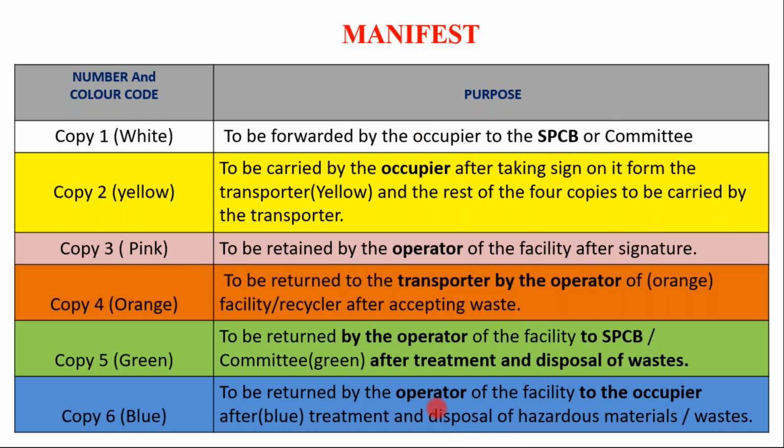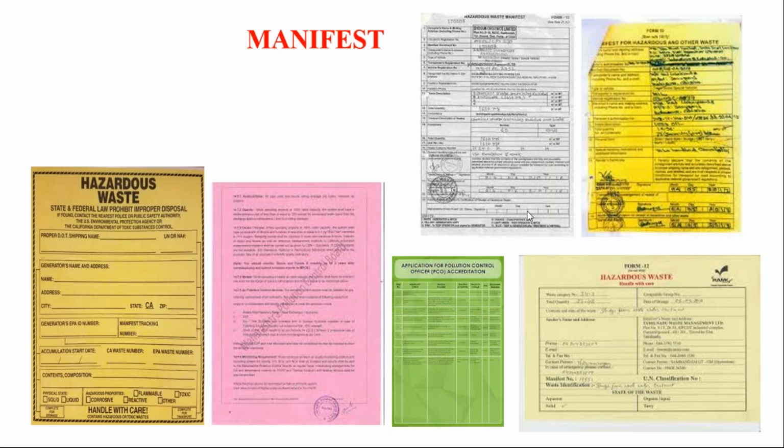Now after completion of the treatment and disposal, which is communicated to the State Pollution Control Board by the operator of that facility, the operator is going to communicate to the occupier again that all these guidelines are followed and the treatment or the disposal of this hazardous material is completed. So from occupier to occupier, this is the complete cycle indicated through this manifest, that is the movement document. So these are the different examples or samples of these manifests of different colors.